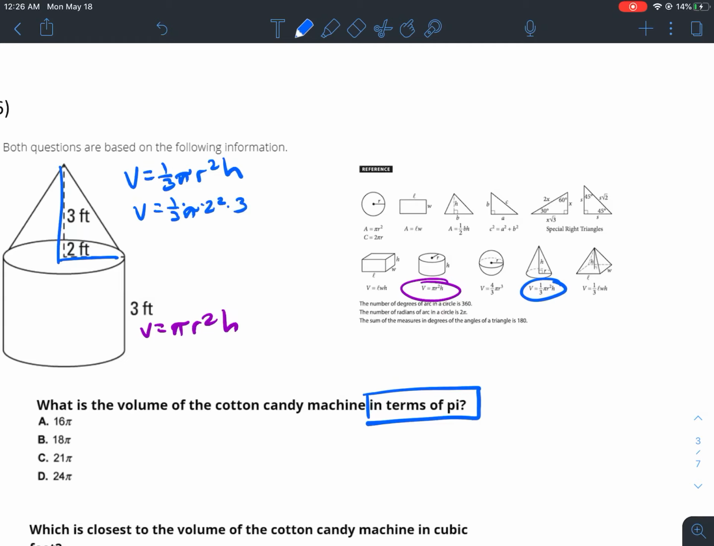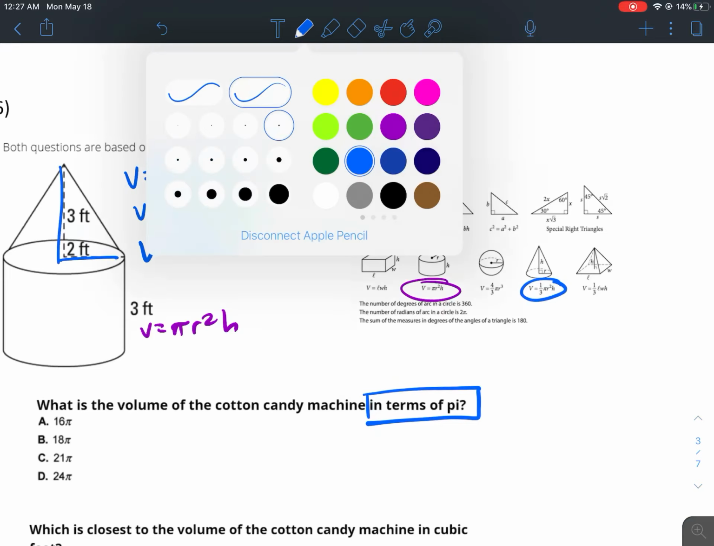All right, so when you plug this in, you want to make sure that you multiply everything that is not the pi. That's how you get an exact answer or something in terms of pi. So we are going to do 1/3 times 2 squared times 3, which is going to give us 4. And then we slap that pi back on there. So the volume of the cone is going to be 4 pi.